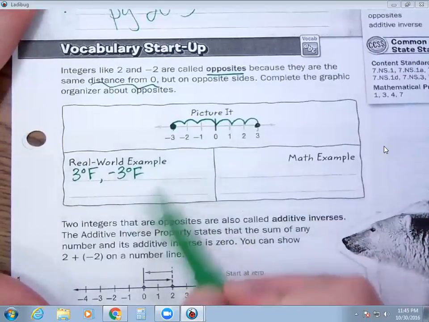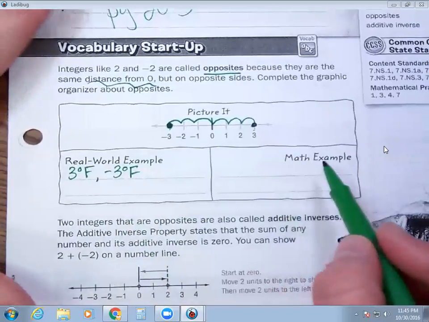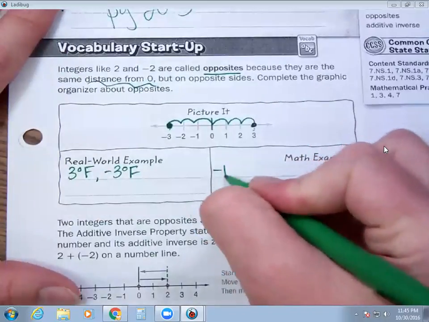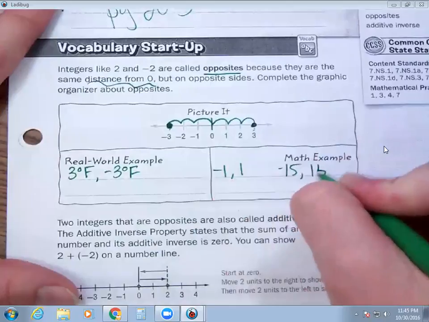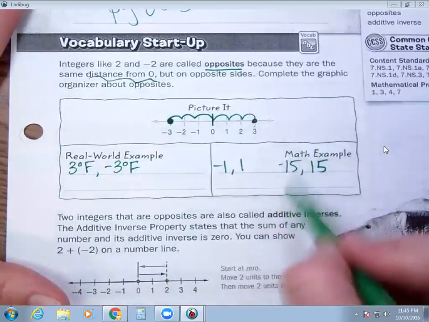Now you have a couple of things written down for our real world examples. Go over to our math examples. What are some math examples you have? -1 and 1, -15 and 15. You come up with a bunch of them. What are some examples? Add some examples of that.